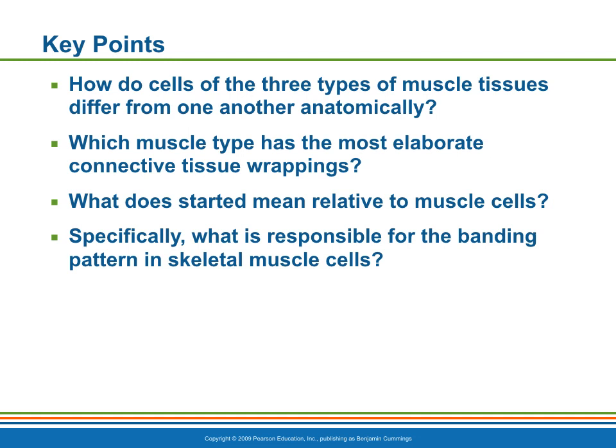So what did we learn here in this particular lecture? Here are the key points. How do cells of the three types of muscle tissues differ from one another anatomically? Which muscle type has the most elaborate connective tissue wrappings? What does striated mean relative to muscle cells? And specifically, what is responsible for the banding pattern in skeletal muscle cells?